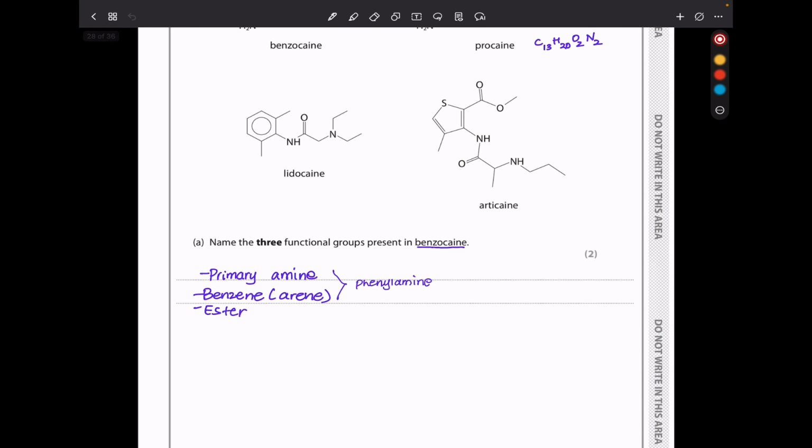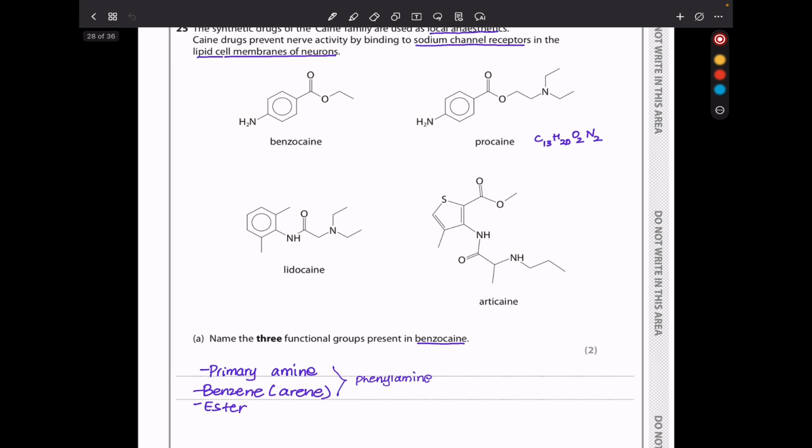They say name 3 functional groups present in benzocaine. If we go to benzocaine, which is here, we have an amine or primary amine. We have an ester, and then we have a phenyl, which is a benzene ring.